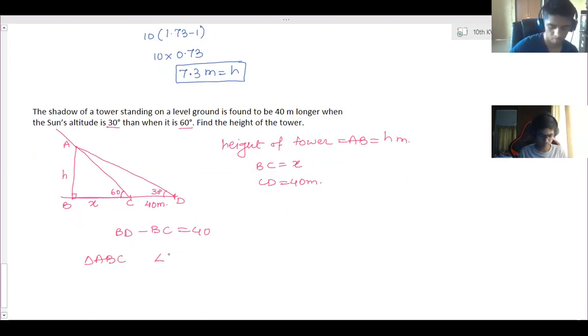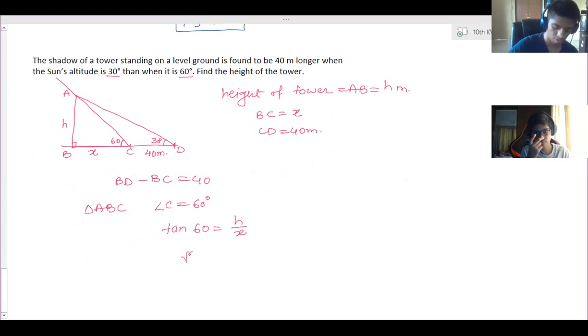Triangle ABC, angle C is 60 degrees. So therefore we have to use tan 60 is equal to H by X, right? Opposite by adjacent. So tan 60 value root 3 is equal to H by X. So H is equal to X root 3. Equation 1.